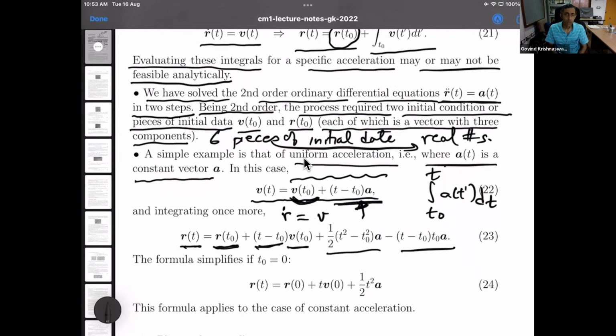So we have solved the kinematical problem of going from a uniform acceleration to the location of the particle. And this is the full formula. The formula simplifies if the initial time happened to be 0. And this is a very useful simplification.